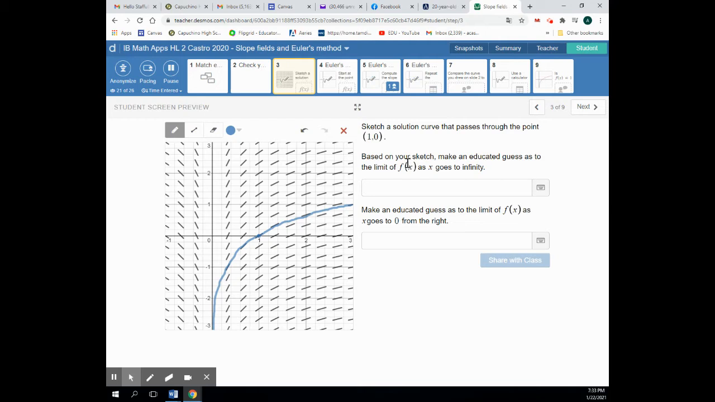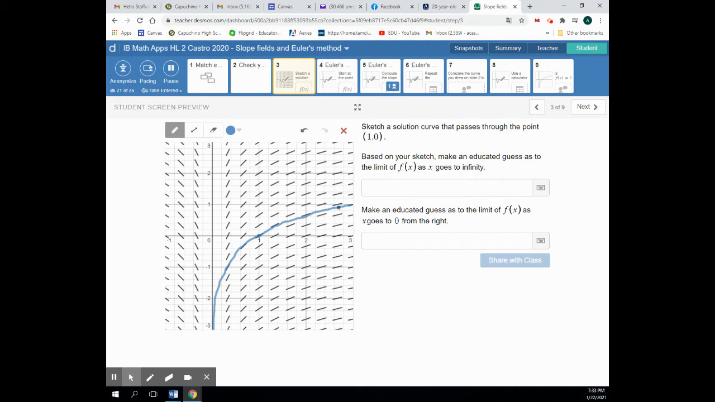All right, based on your sketch, make an educated guess as to the limit of f of x as x goes to infinity. So remember, f of x means y. What is y going to be as x gets larger and larger? Think about this. What is happening to all of these little slopes? They're all getting flatter and flatter. See how over here on the left, they start really steep, but as we go to the right, they're getting flatter and flatter. So it looks like it's probably going to end up going somewhat horizontal.